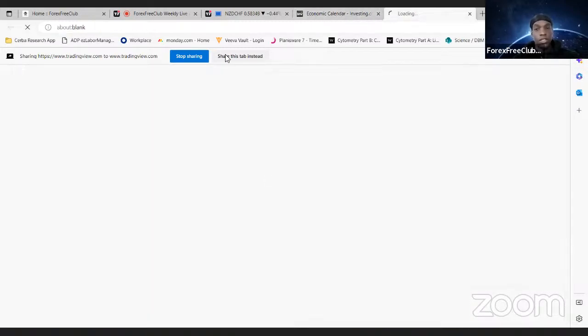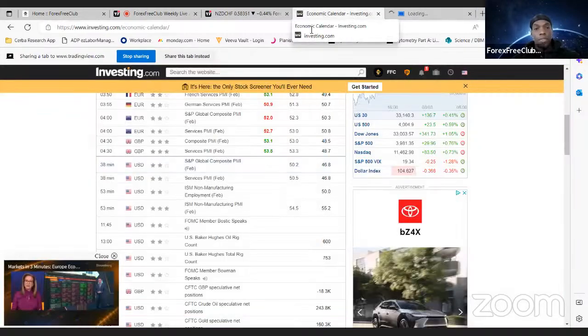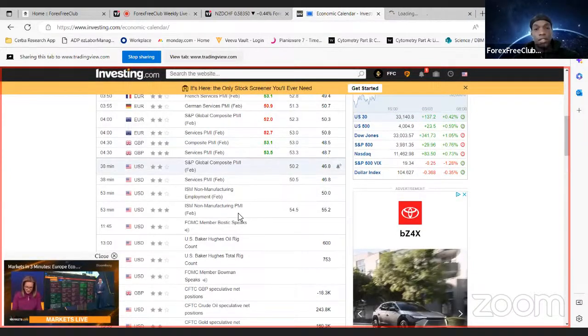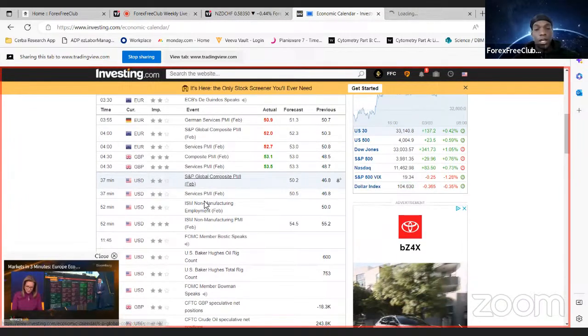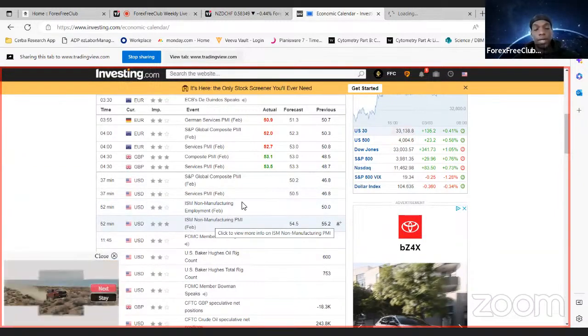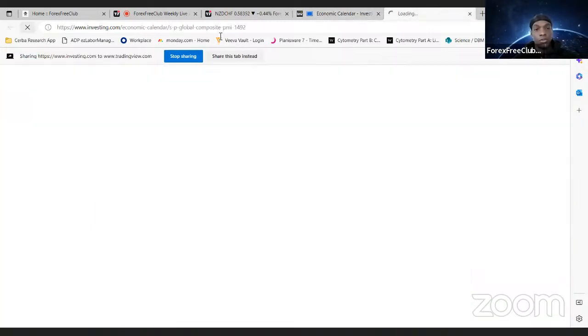Okay, so let's share this tab instead. Once it's done loading. All right, let's give that tab a second to load. We'll share this tab instead. So we got S&P Global Composite, Services PMI, ISM non-manufacturing employment, ISM non-manufacturing PMI. So we're just waiting on one of the pages to load.